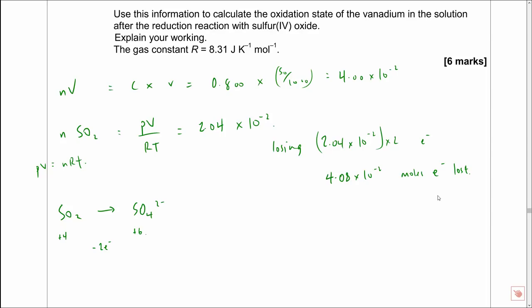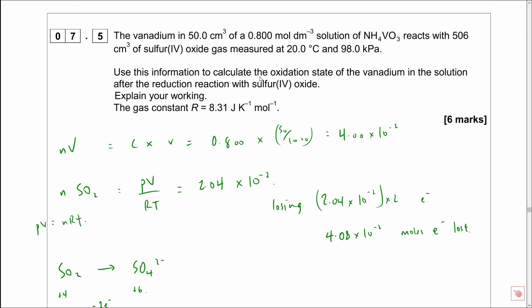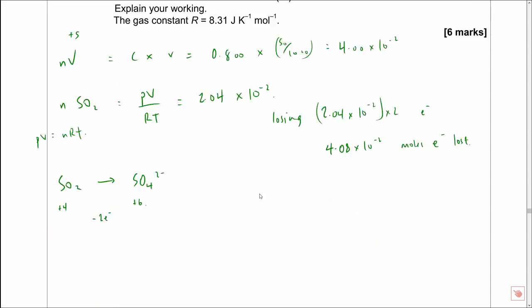Tough. So we know if four, it's ridiculous, I can't believe this question. 4.08 times 10 to the minus 2 moles of electrons have been lost from the sulfur dioxide, the SO2. Now, those electrons must have been gained by the vanadium as it was reduced from +5 here. So our vanadium is in a +5 state there. So it's going to be reduced to something. We've got to work out what's going on.